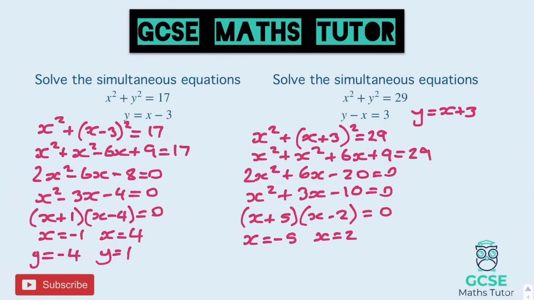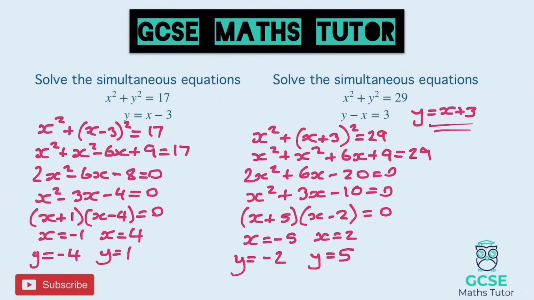And then subbing it back into our equation that we created up here, y equals x plus 3. So we just need to add 3 to both of them. So y equals negative 2 when we add 3 to negative 5, and y equals 5 when we add 3 to 2. And there we go. There's our two questions.